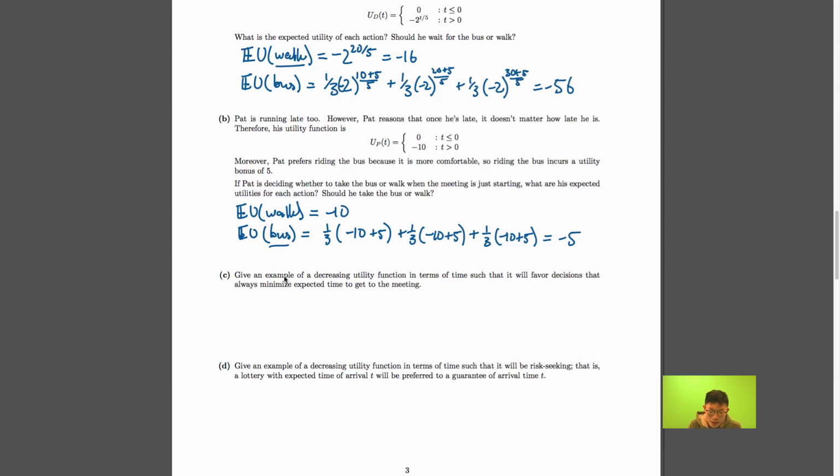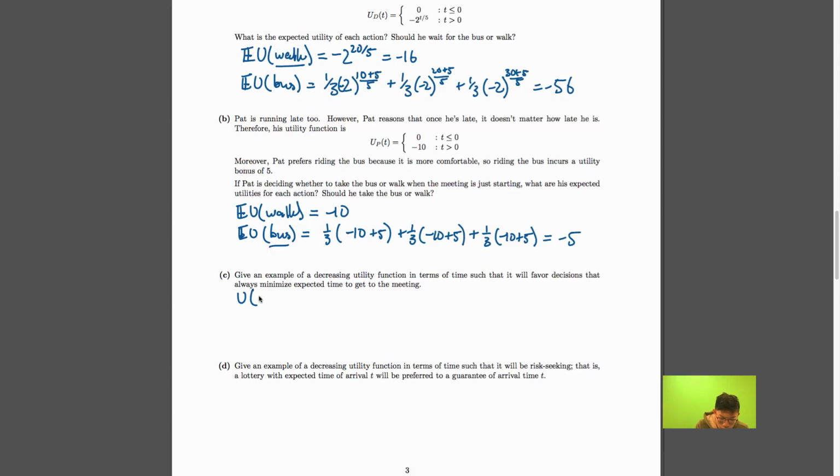Okay, and the next question is, can we come up with a utility function under which, if we try to maximize it, we will actually minimize the expected time it will take us to get to the meeting? The answer to this is actually any negative linear function of the amount of time that it takes for us to get there. And let's take a look at why.